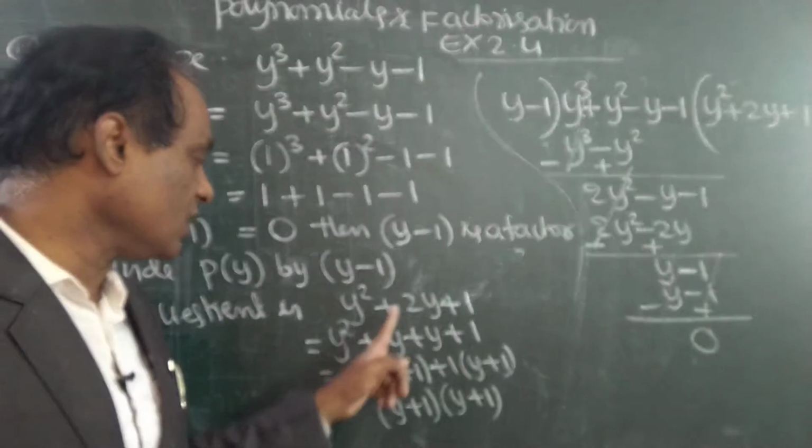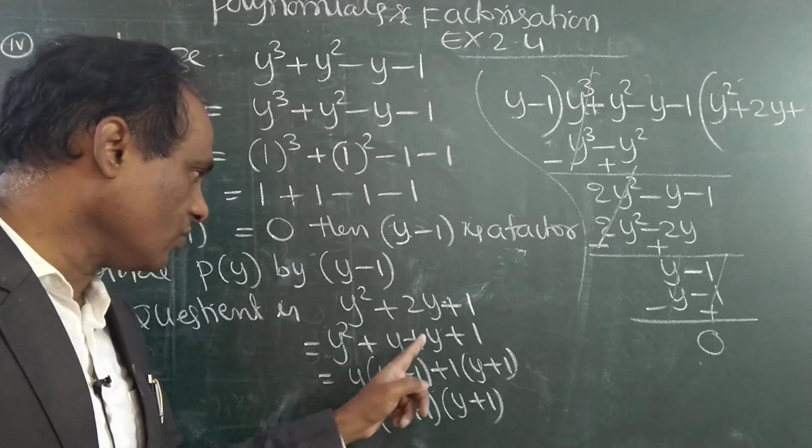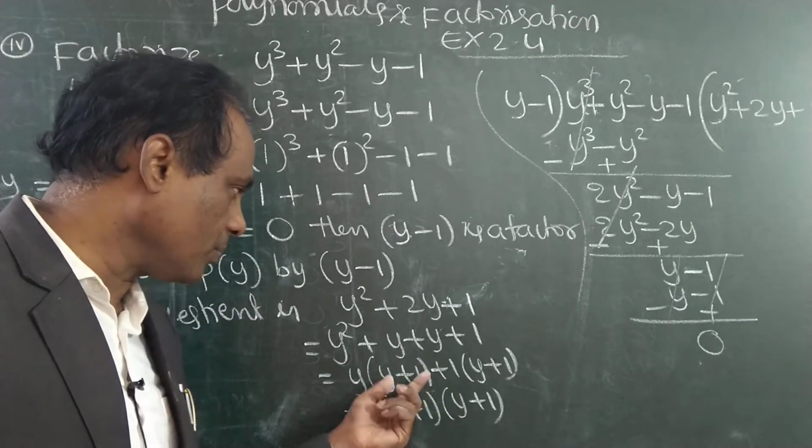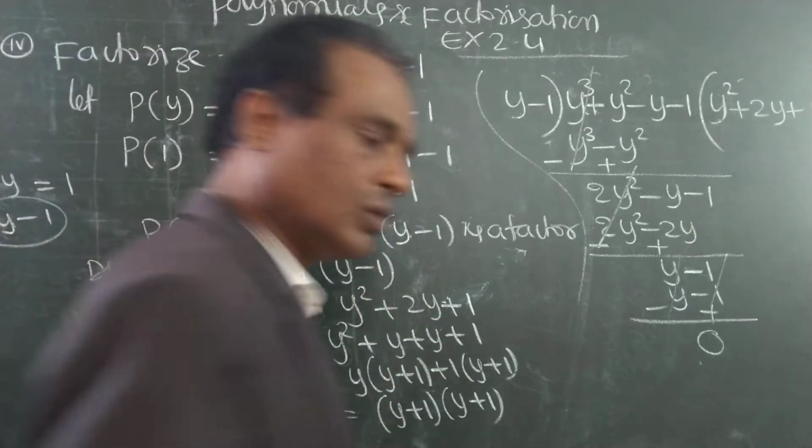So 2y is 1y plus 1y. So y common, y plus 1; 1 common, y plus 1. Y plus 1 common, y plus 1, y plus 1. 1, 2, 3. That is the answer. Over.